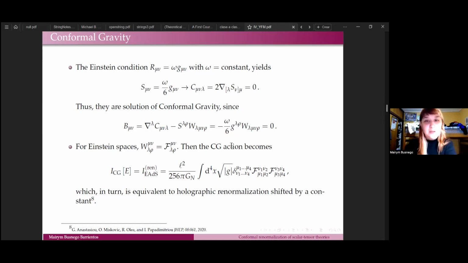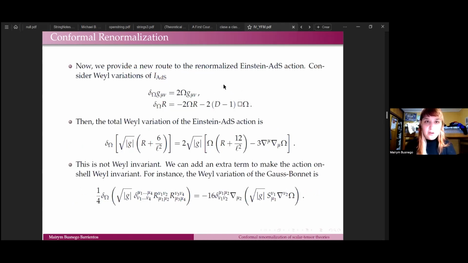Then for Einstein spacetime, the action of conformal gravity becomes the one that I showed you before. That will be F squared, which in turn is equivalent to the holographic renormalization shifted just by a constant. So here we can see that there is a sort of relation between conformal symmetry, renormalization, and AdS spacetime. Now I will show you how the procedure of conformal renormalization is done.